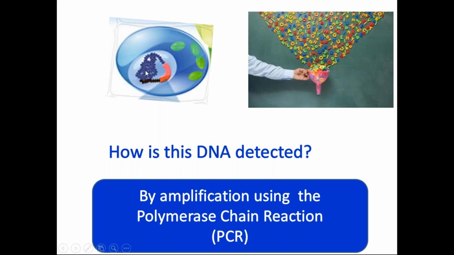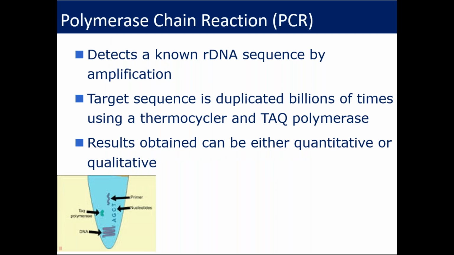DNA is extracted from the seed, and then this small portion of the DNA is amplified by the polymerase chain reaction, which amplifies or converts the minute amount of DNA into larger amounts, which can be visualized by gel electrophoresis or by real-time PCR. The polymerase chain reaction detects a known recombinant DNA sequence. The target sequence is duplicated billions of times using a thermocycler and the Taq polymerase, and results obtained can be either quantitative or qualitative.